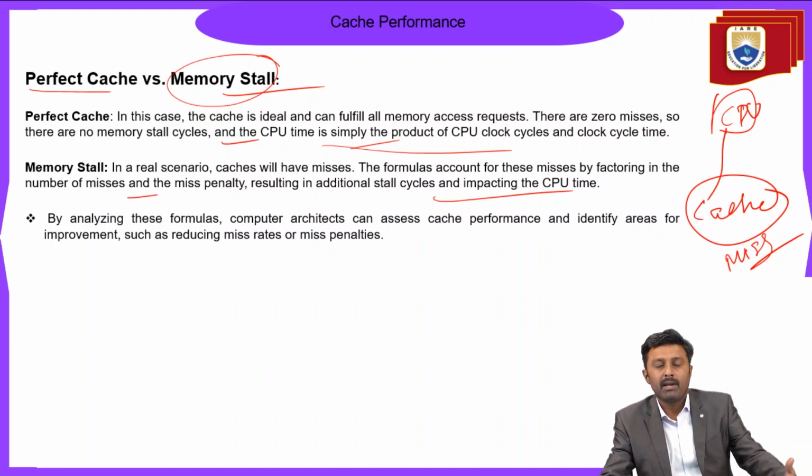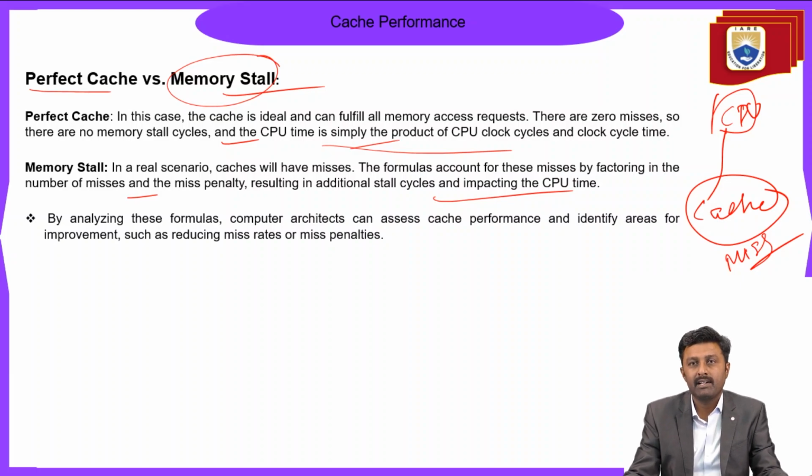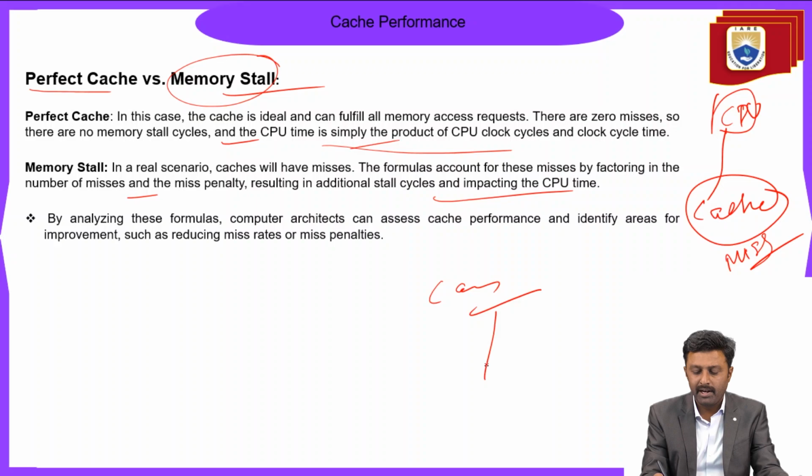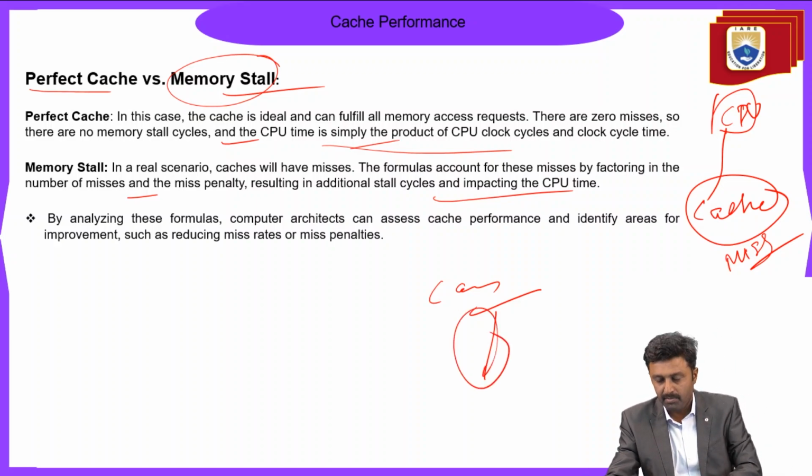By analyzing all these formulas, computer architects can assess cache performance and identify areas for improvement, such as reducing the miss rate. So when we are designing a cache memory, our main concern is to reduce the cache misses so that the CPU time will be reduced.